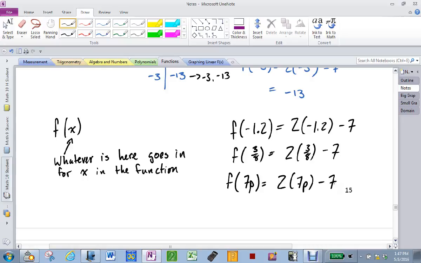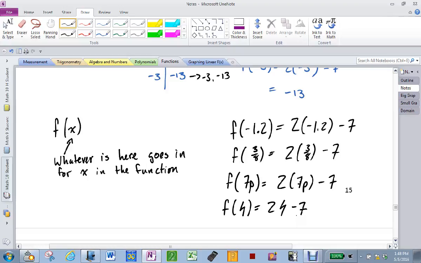Got it? Whatever is there goes there. Even if it's another variable or a different letter or a different symbol. Do you understand me? So if I had the f of lightning bolt, what would you write? 2 lightning bolt minus 7. Do you understand? Brackets? You could if you wanted to. Does it matter? No. That is done. Is everybody okay?